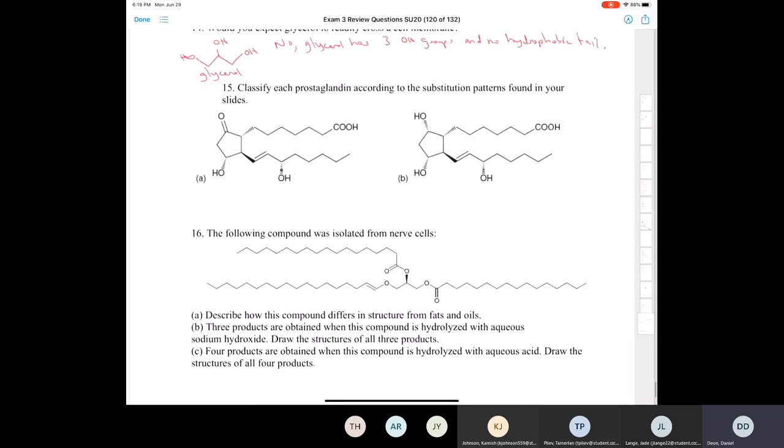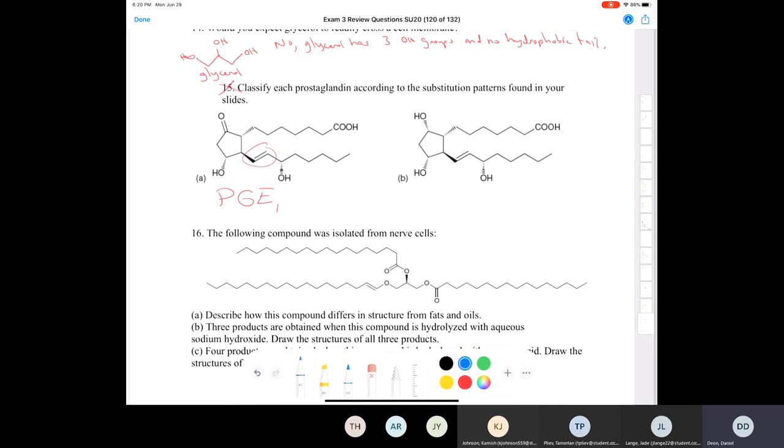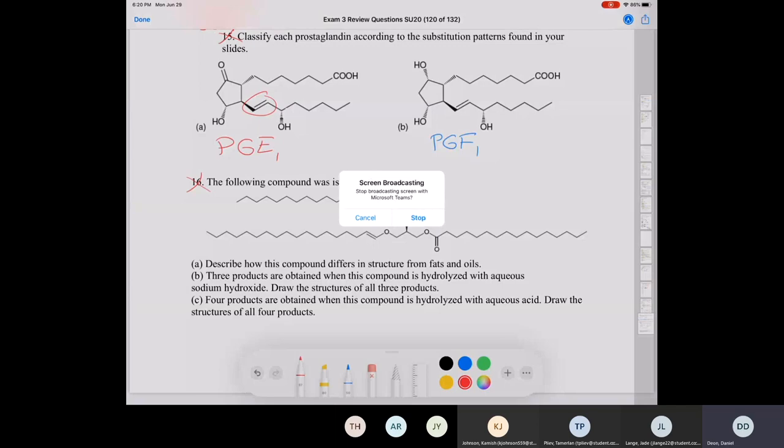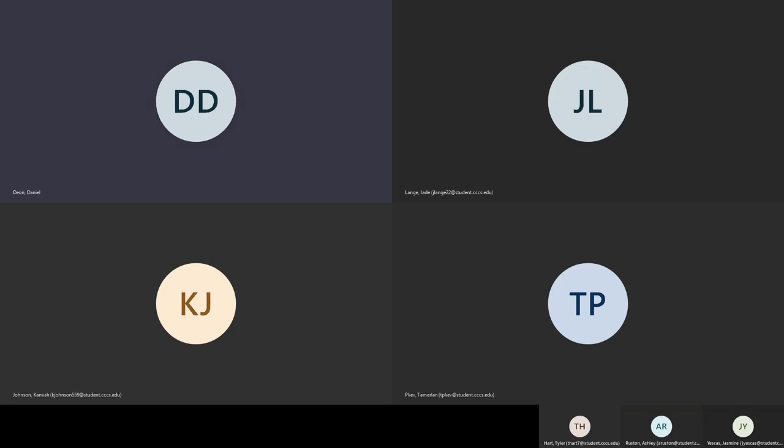Number 15. Classify each prostaglandin according to the patterns found in your slides. I would never ask you to do that on an exam. If you looked them up, you would see that this one is PGE1 because it only has one double bond, right? And this one is PGF1. Again, I would never ask you to do that. And I would never ask you question 16. I actually took that out of an organic 2 from UCCS. I took it out of a book from organic 2. So I would never ask that question either on one of your tests or exams. And there we have it.